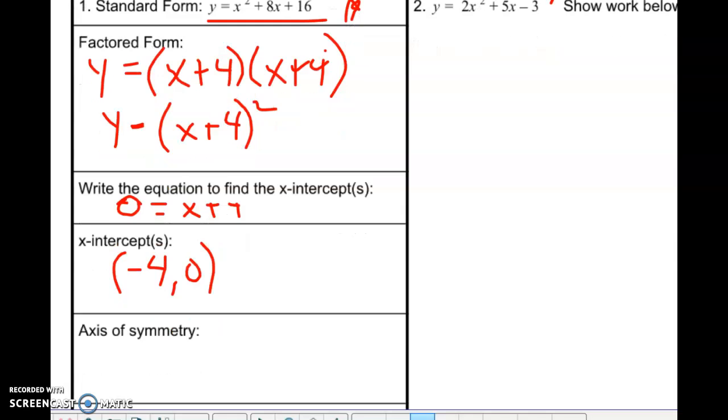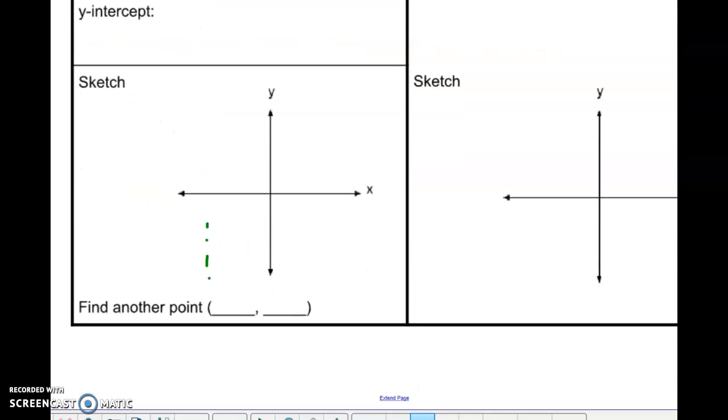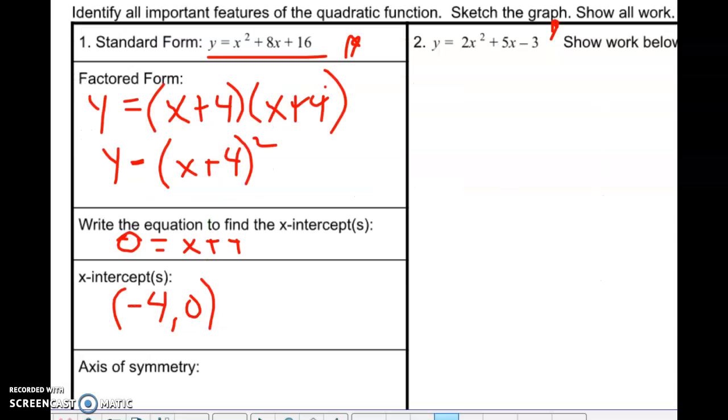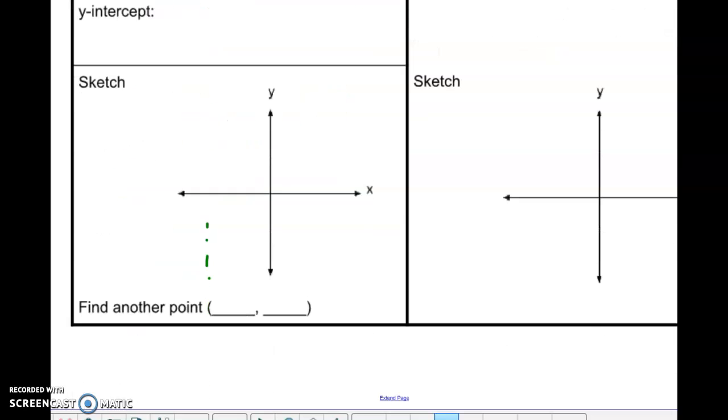So if you go down to the graph, I'm going to sketch a little graph. If I sketch a graph, 1, 2, 3, 4, 1, 2, 3, 4, it does not have to be perfect. As you can see, my penmanship is terrible. So I know my x-intercept is going to be at -4, 0.